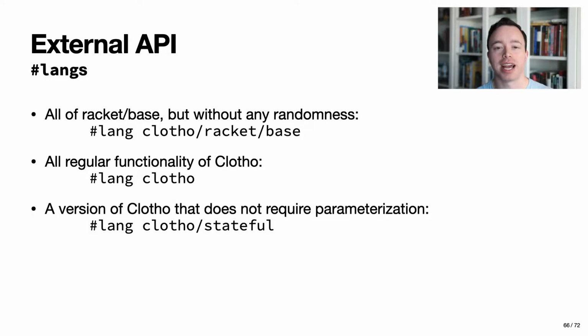This is similar to hashlang Clotho, except the current random source will be initialized automatically, just like how hashlang Racket Base works. There are also a few extra forms for manipulating the top-level random source if needed, which are detailed in the documentation. This brings us to the last big question.